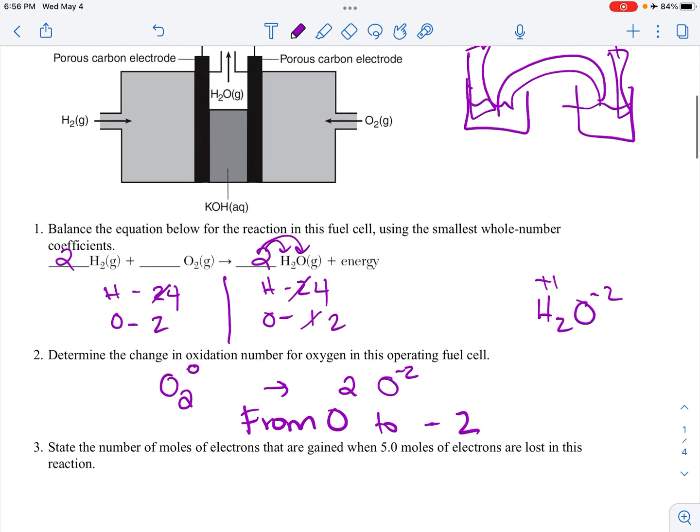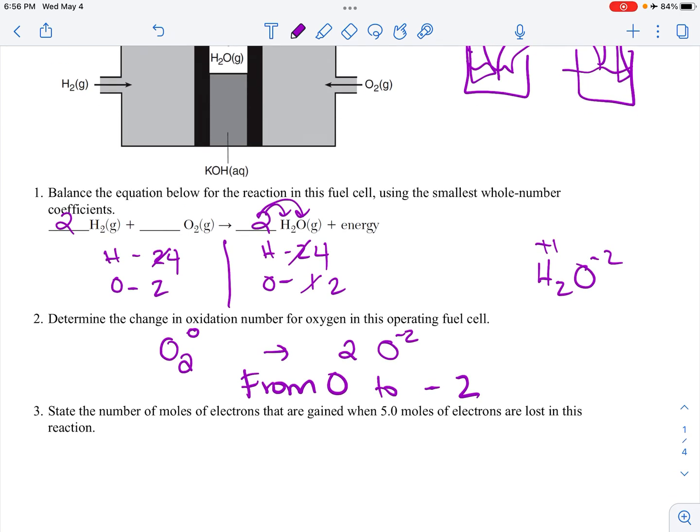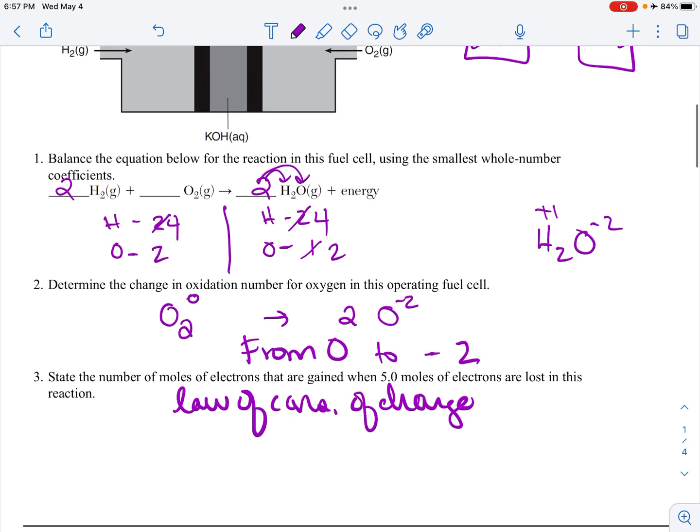That's it. State the number of moles of electrons that are gained when 5 moles of electrons are lost. So remember, this is the law of conservation of charge. It says you cannot gain or lose anything different. So if 5 moles are lost, 5 moles are gained. And don't tell me why or because. It didn't ask for that. So just say what the answer is.